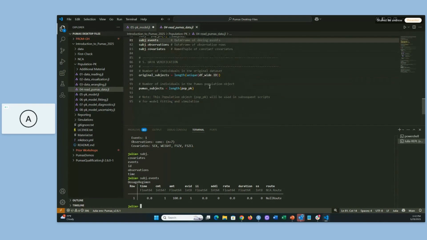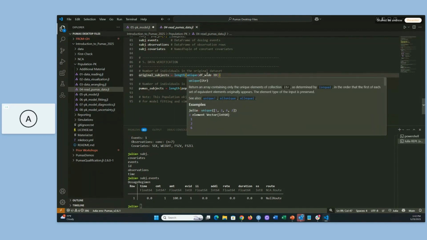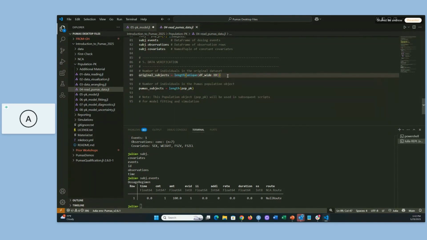And similarly, this is just more of a spot check, showing that the length, based off the unique IDs of our data set, matches the length of the subjects defined within the population. So it's 31 and 31. And they purposefully skip a number to throw you off a little bit.